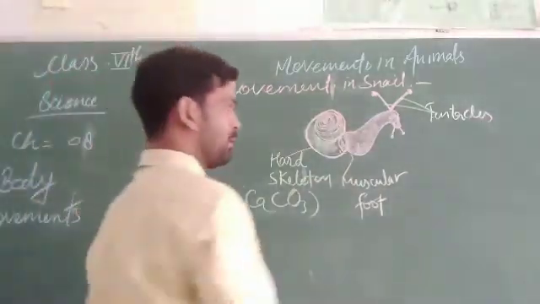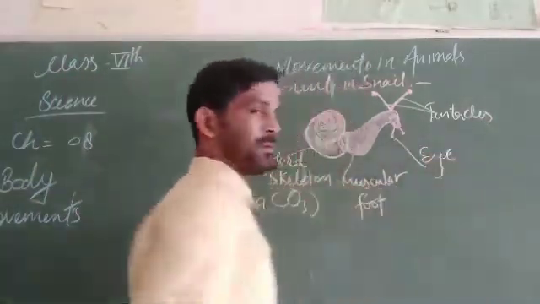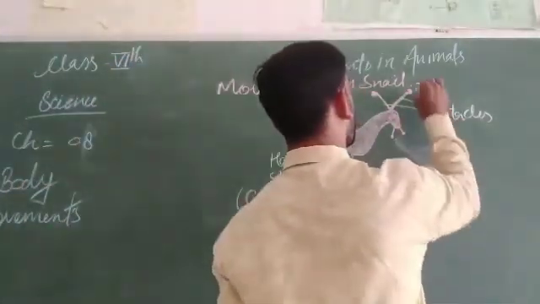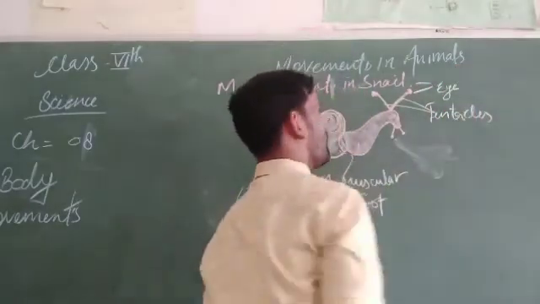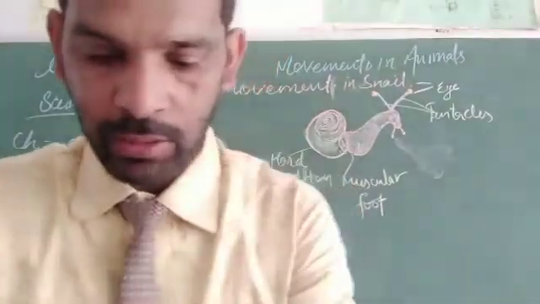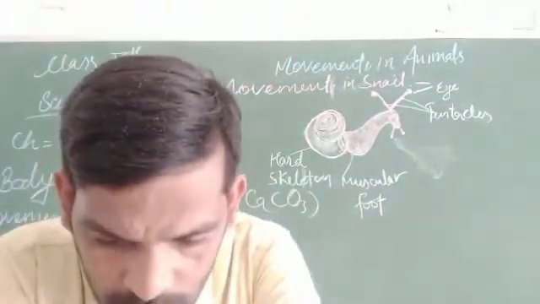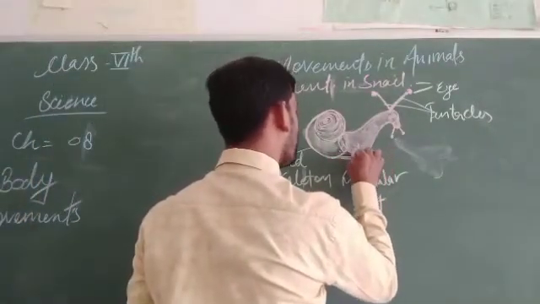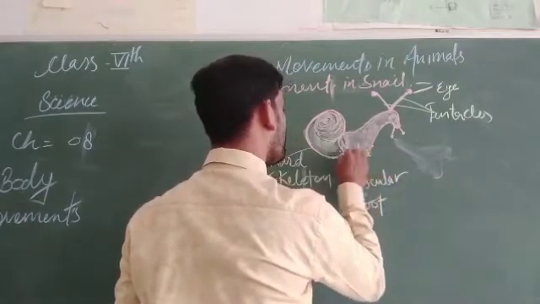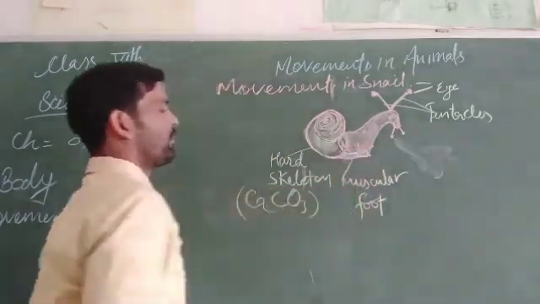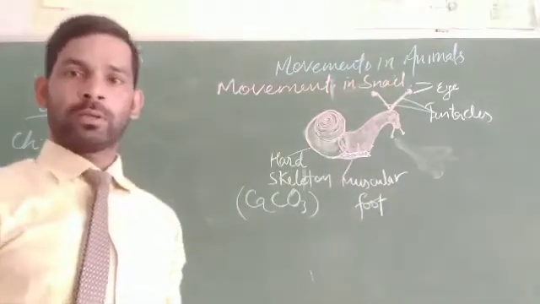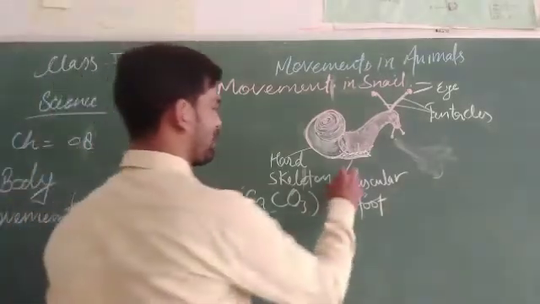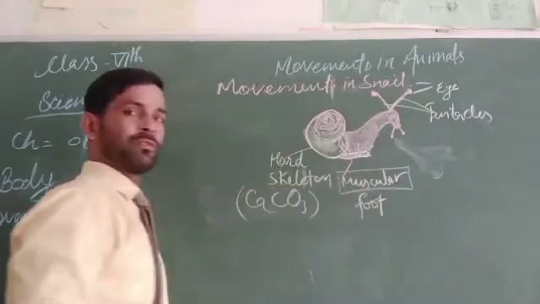Ventricles, and this one is their eyes, and you can see eyes are there. Here is a muscular fold. How can it be helpful? It can be very useful while moving. There is a foot present, that is in the form of a muscular foot.